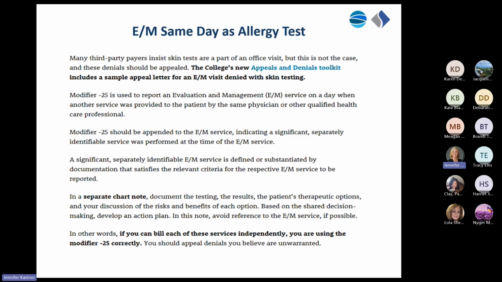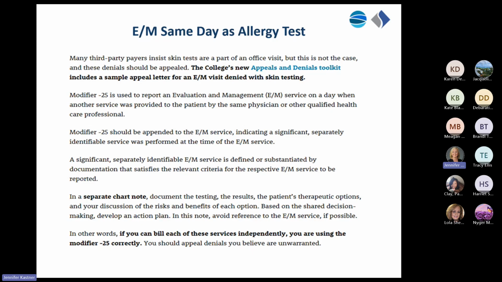It's not necessarily separately billable. It would not be appropriate to bill an E&M if these are the only services being provided. However, if the condition is also being addressed, where the provider is not only going over the results but is also going over the patient's therapeutic options, risks and benefits of each option, and developing an action plan, then this is supportive of billing a separate E&M visit. Again, documentation is key. It must reflect this additional work.